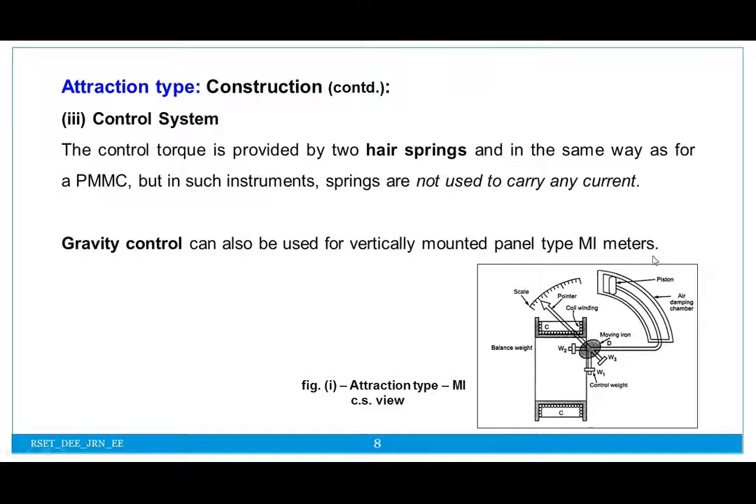So again, the same type, attraction type. You can see the stationary coil, moving iron, control weight, gravity control, the pointer attached to the spindle. And this is my air damping chamber. You can see a piston. Pointer with it will be a non-linear scale.